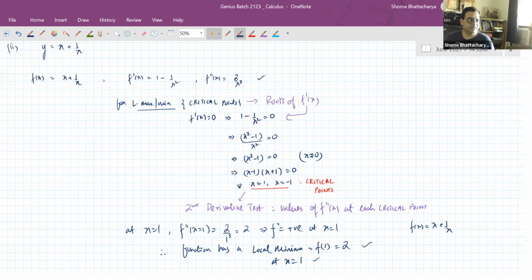Now you repeat a similar second derivative test at x equal to minus 1, and you will see that it will be a point of local maxima, but the value of the local maxima will be minus 2. As I said, it will seem strange that the local maxima has a value minus 2 and the local minima has a value 2. So that also we'll discuss in a bit. But as far as this question, the way it is asked, the problem is over. We were just asked to find local maxima and minima and the values of x at which they occur.